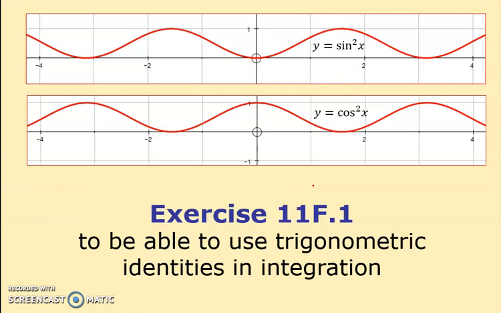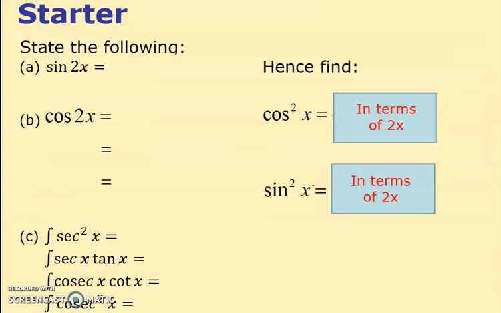The reason I comment on those is that we're going to need them today for what we're going to do. State the following: sine 2x. Here are just a few identities that you're meant to know, and on the right hand side are a couple of rearrangements I want you to do. See if you can write all those down so that you've got all these things in your book.